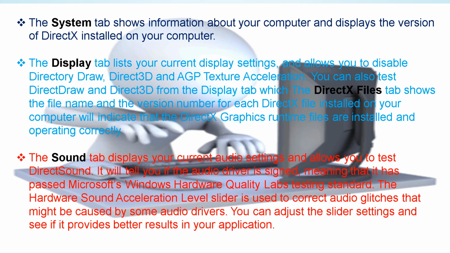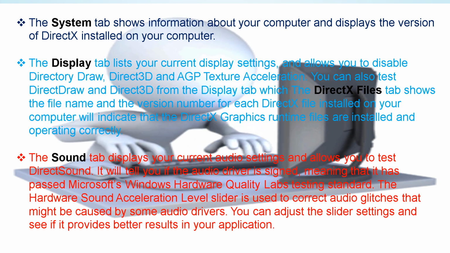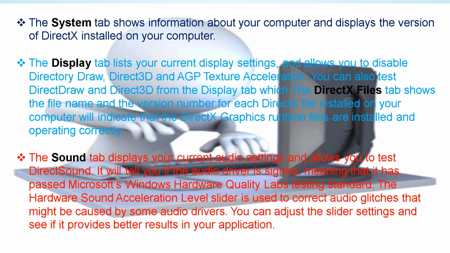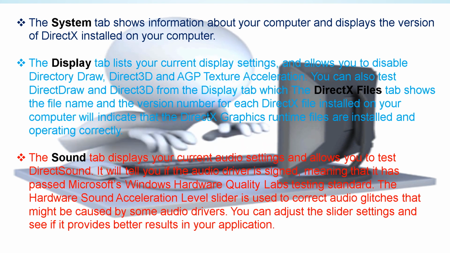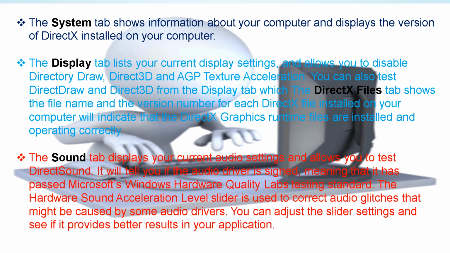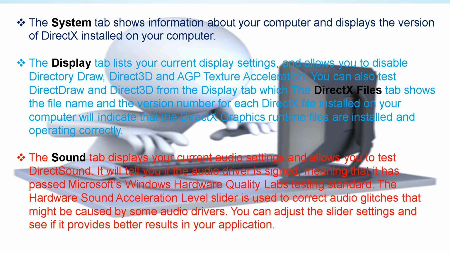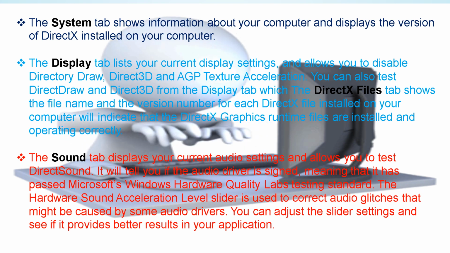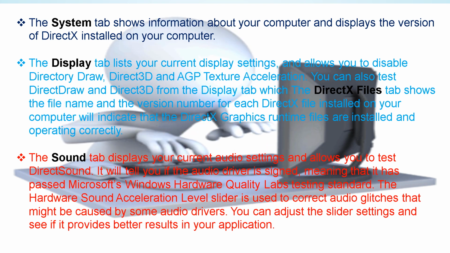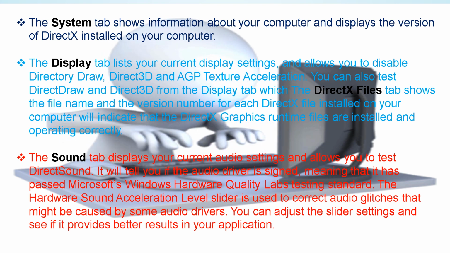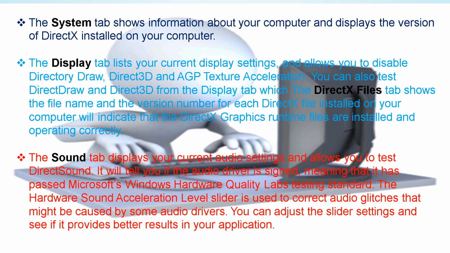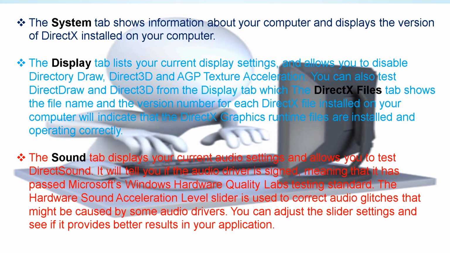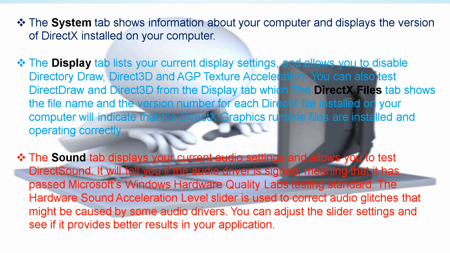Next, we have the Sound tab. The Sound tab displays your current audio settings and allows you to test DirectSound. It will tell you if the audio driver is signed, meaning that it has passed the Microsoft Windows Hardware Quality Labs testing standard. The hardware sound acceleration level slider is used to correct audio glitches that might be caused by some audio drivers. You can adjust the slider settings and see if it provides better results in your application.